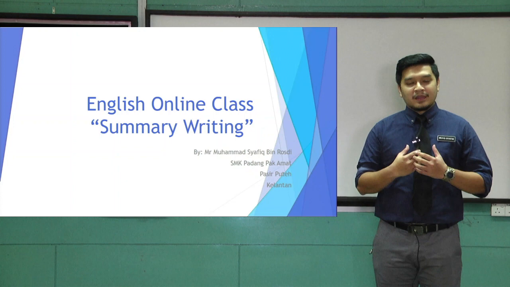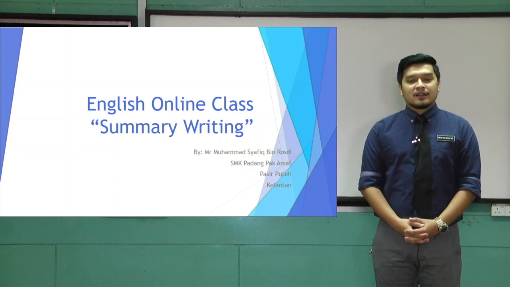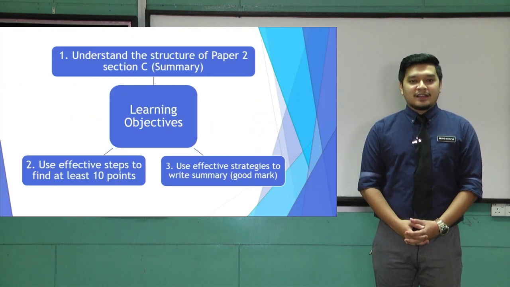Today you are going to be with me for English online class focusing on summary writing. So there are three learning objectives for today. The first one is, by the end of the session, students will be able to understand the structure of Paper 2 Section C focusing on summary. And number two, the students should be able to use effective steps to find at least 10 points. And the last one is, by the end of the session, students should be able to use effective strategies to write summary and of course get a good mark.